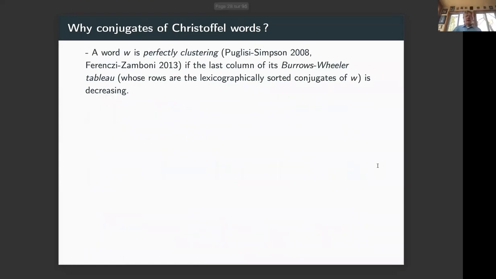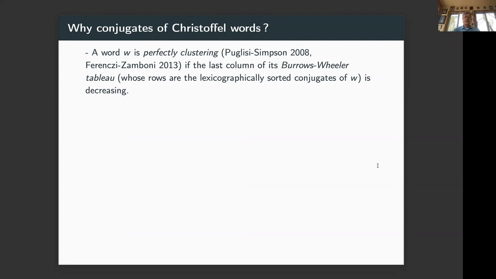That's it, yes. And now, another very nice characterization of Christoffel words is the following. You define what are called perfectly clustering words, which were studied first by Simpson and Puglisi, and Ferenczi and Zamboni.